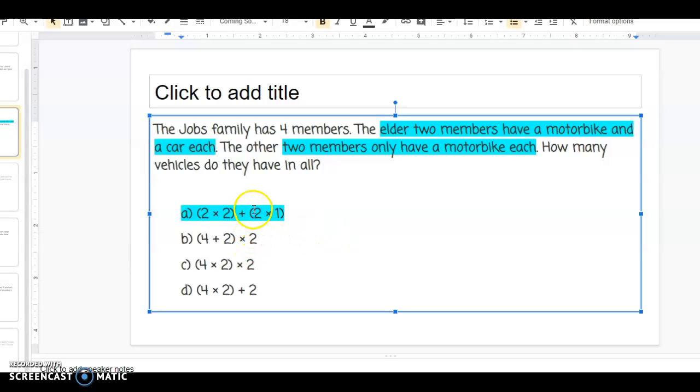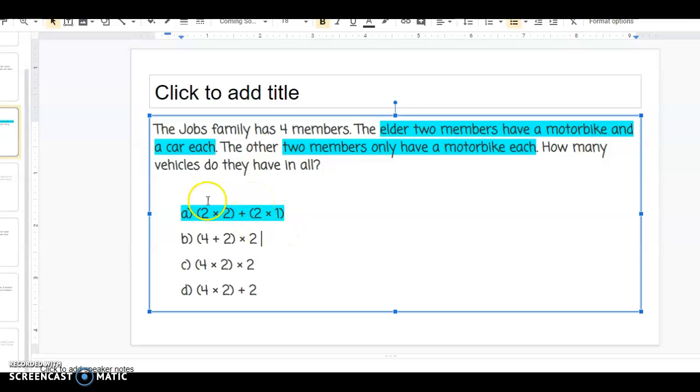It would be okay to say plus 2. Like this plus 2 isn't wrong because it's 2 members, each having 1, but not when it starts with that 4 times 2. There's nothing in here that's telling me I'm doing 4 times 2. I have my 2 times 2, which represents my 2 older members of the family, each having a motorbike and a car. So that's their 2 vehicles each. And then I have my 2 other members, which only have just a motorbike. And so that is that 1 vehicle for one of them.